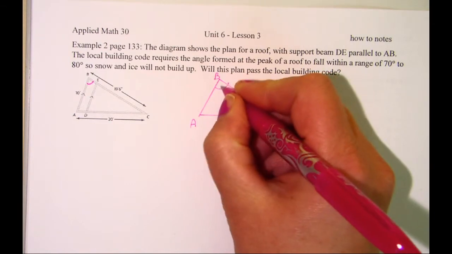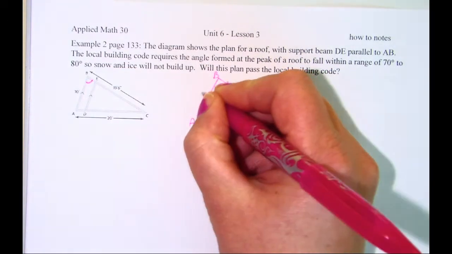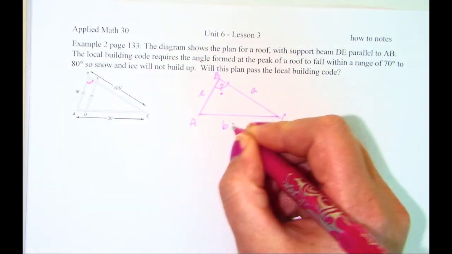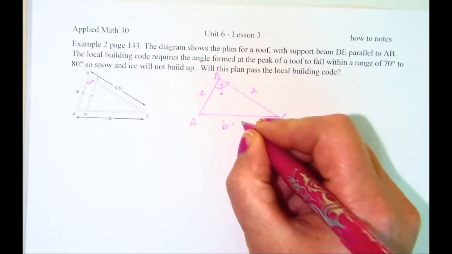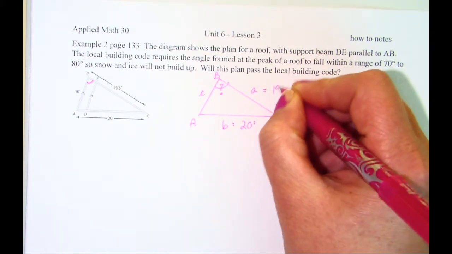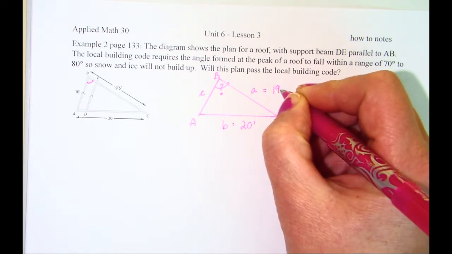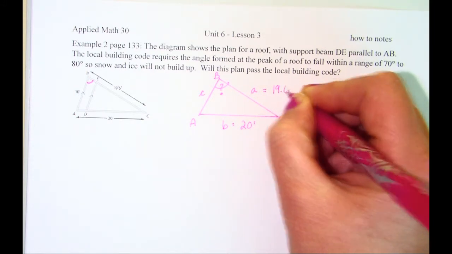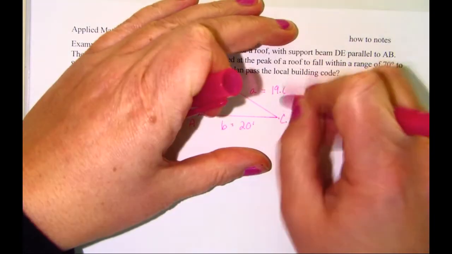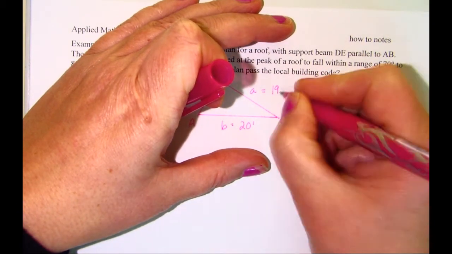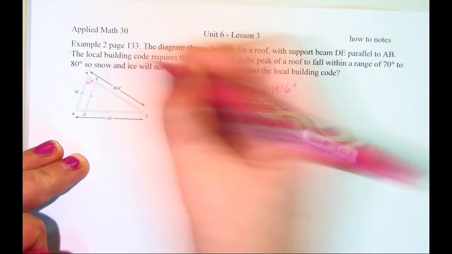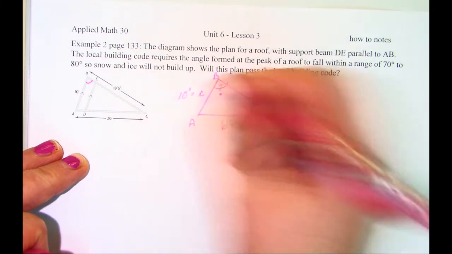And this is our question mark. I'm just going to write my sides out. B is equal to 20 feet. A is equal to... oh, okay, it's not 19 point something, it's 19 feet 6 inches, that's right. And this is 10 feet, sorry.